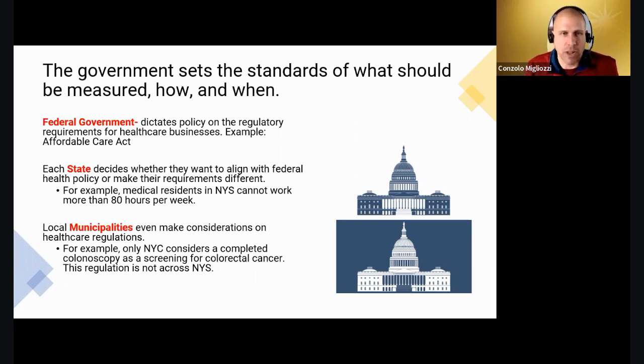Each state decides whether or not they want to align with the federal health policy or make their own requirements that are different. For example, medical residents in New York State can't work more than 80 hours per week, which sounds like a lot, but as you guys might have seen from personal experience or from watching those shows with doctors on it, they sleep over and they work a ridiculous amount of hours. And then local municipalities make considerations on healthcare regulations. For example, only New York City considers a completed colonoscopy as a screening for colorectal cancer. This regulation is not across the state.